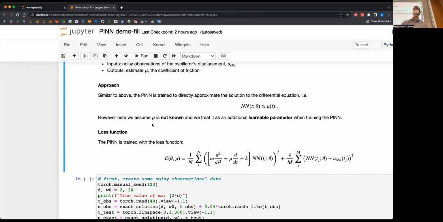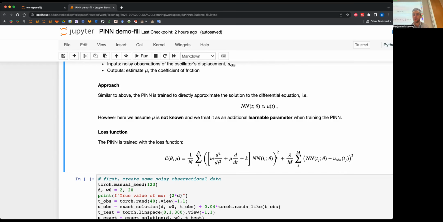And this is the question that someone asked right at the start of the lecture. So yeah, we're going to assume mu is not known, and we're actually going to treat it as an additional learnable parameter in training the PINN. So we're not using an extra neural network here. We're just going to learn a scalar value, so it's going to be way easier. So we have the same thing, but inside our loss, mu is now a learnable thing.